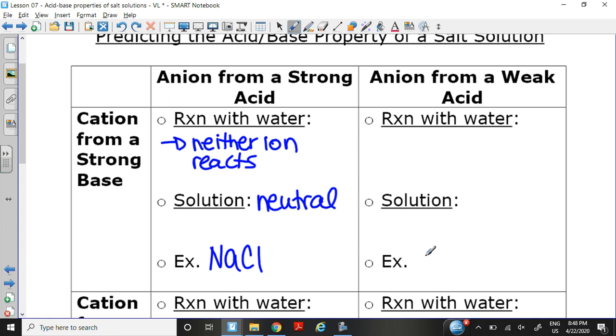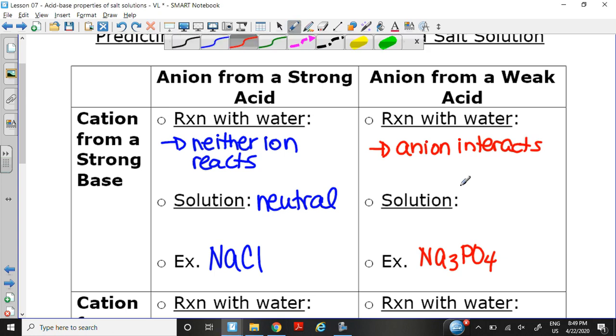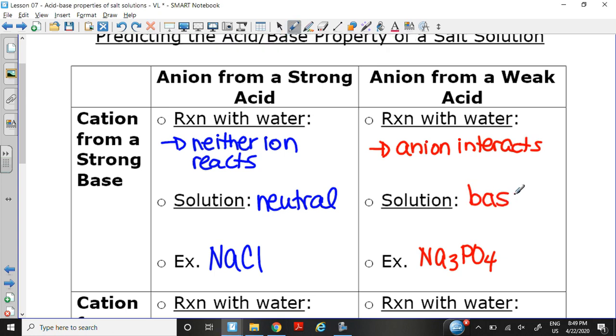The previous example would fill in the top right-hand corner for our box. That one was with sodium phosphate. With sodium phosphate, the sodium ion is the cation from a strong base, just like the previous example. The anion is the phosphate and it came from a weak acid. Here, the anion interacts. And that makes your solution basic. Okay.